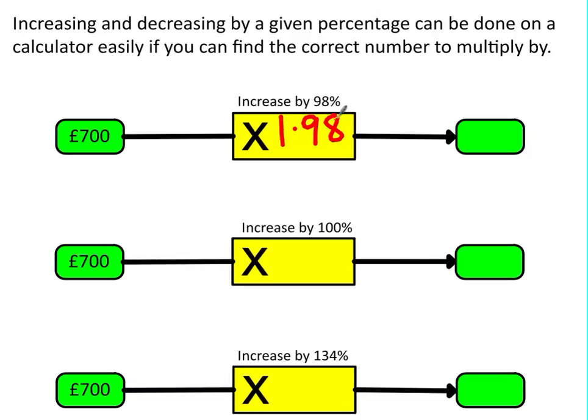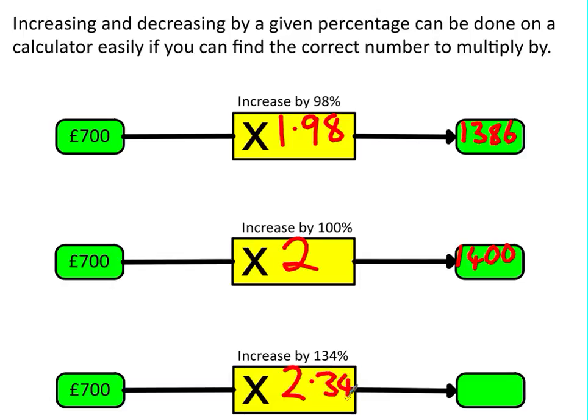So let's just start working out some of these now. So 700 times 1.98 is going to give us 1386. That's what we expect to see there, not quite doubling up to 1,400. Increasing by 100% though is doubling something, so it's going to have to be multiplying by 2, which is of course 1400. And if we go even further than that, increasing by 134%, that's equivalent to finding 234% of a number. So multiplying by 2.34.